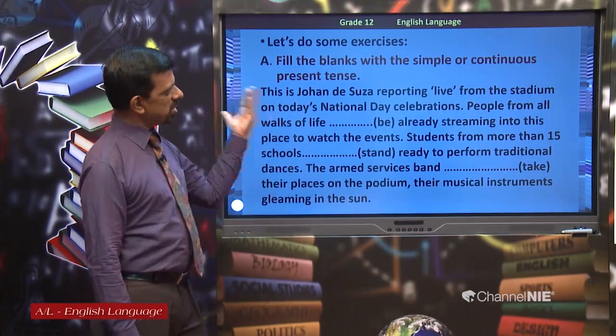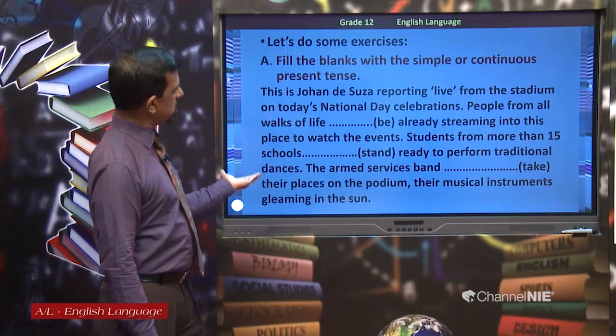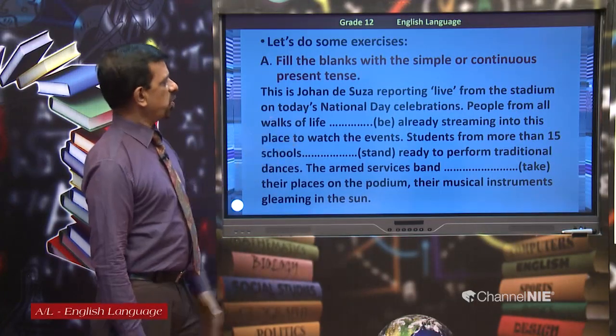But our instruction says you can use simple or continuous present tense form. So maybe I would prefer that we use more of the present continuous form because we are learning the present continuous form. So let's look at the first 3 blanks. This is Joanne D'Souza reporting live from the stadium on today's National Day celebration. So live report, live coverage. He's telling us that he is covering these National Day celebration events, and he's telling us as he looks at the incident that is happening. So the first sentence, people from all walks of life, we have within brackets B, the correct answer, already streaming into this place to watch the events. Students from more than 15 schools, brackets, stand ready to perform traditional dances.